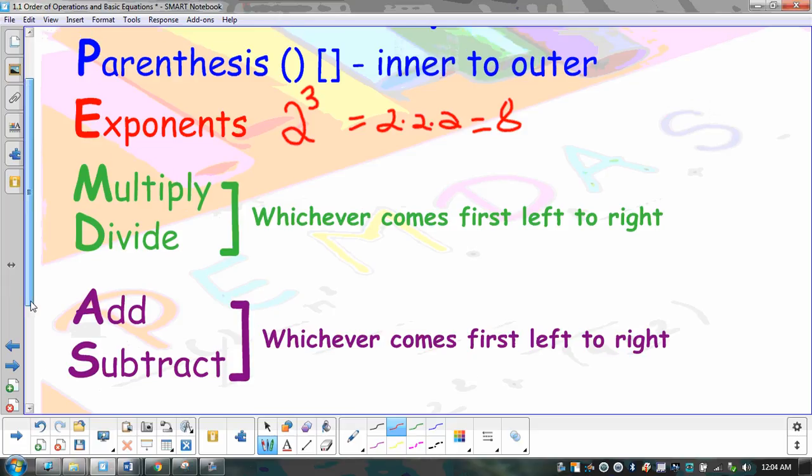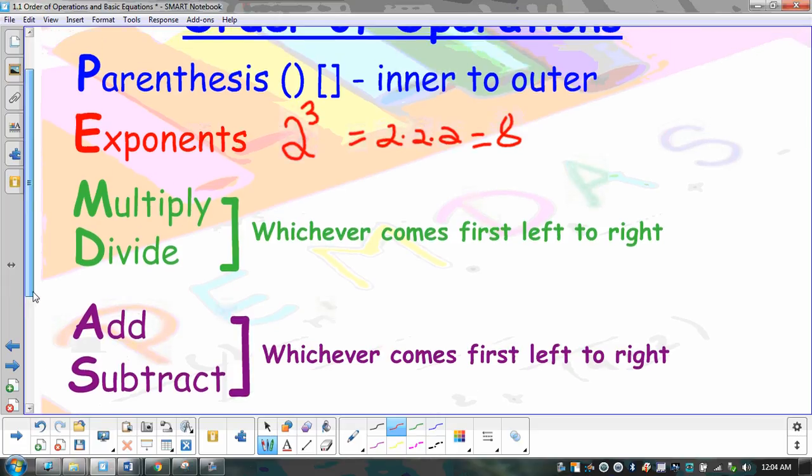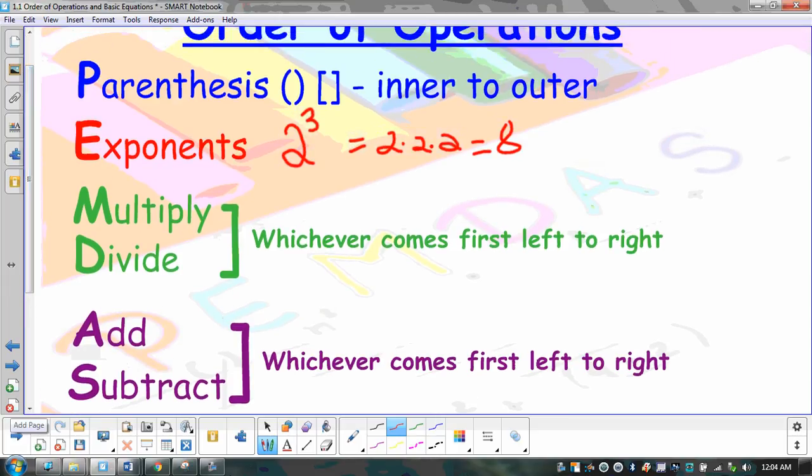Take a moment to get those notes down. That's the basic notes for today, and then we're going to start practicing. When you are ready, move on to the next slide.